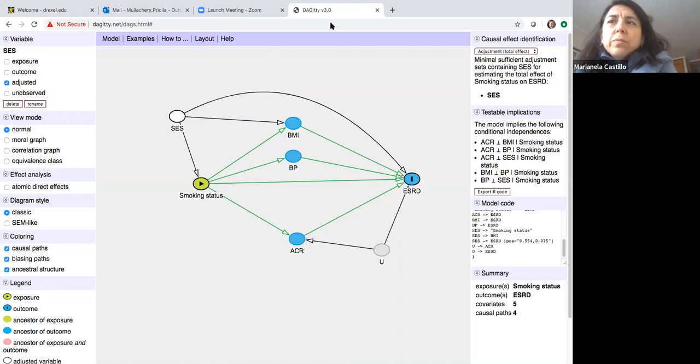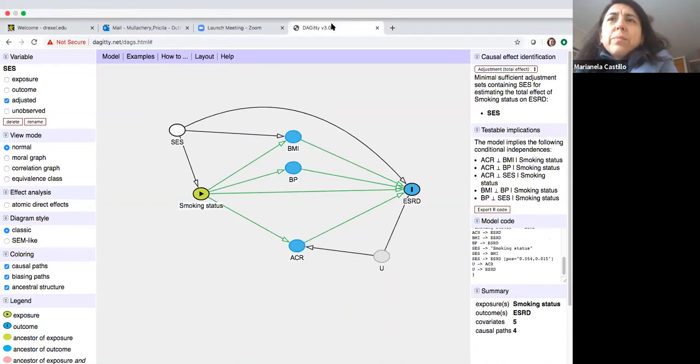Can I ask you a question, Priscilla? Does it mean that you don't need to use BMI, blood pressure, or ACR as covariates in your model? You don't need to put them at all? Exactly, because they are mediators. If what you want to know is the effect of smoking on end-stage renal disease, you should not adjust for those.